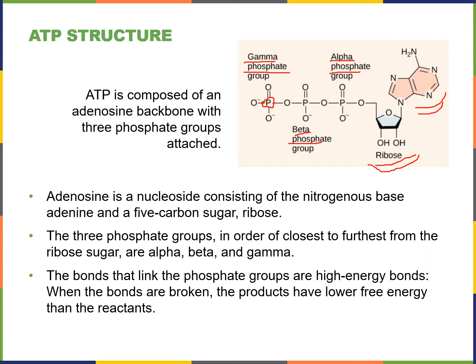So together, these chemicals constitute an energy powerhouse. And the bonds that link the phosphate groups, these bonds between the phosphate and the oxygen here, are considered to be high energy bonds. And when these bonds are broken, their products have lower free energy than the reactants.